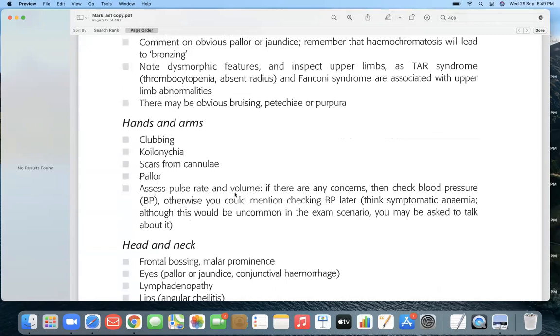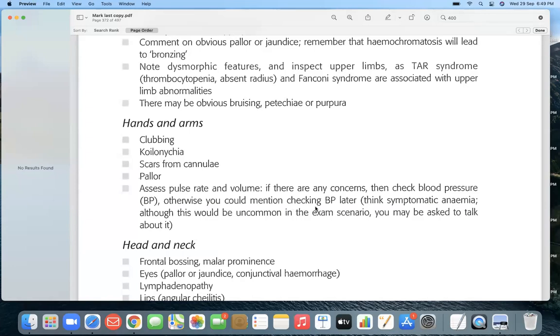Assess pulse rate and volume. If there are any concerns, then check blood pressure. Otherwise, you would mention checking BP later. So normally pulse rate will be checked, just rate and volume. No need to go into details. And if you have any concerns, you can go for BP. Otherwise, you could mention checking BP later.